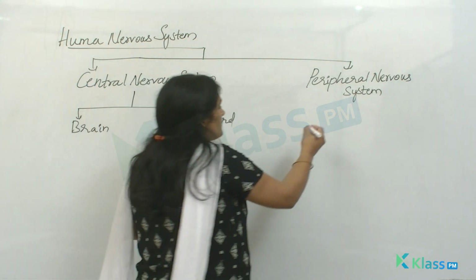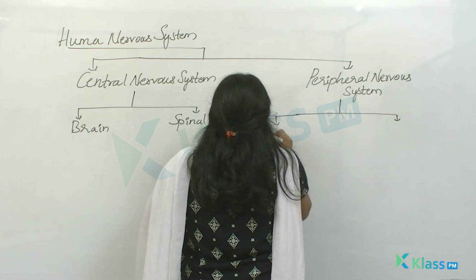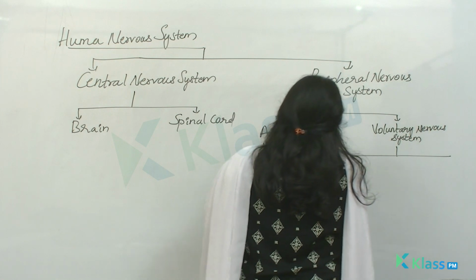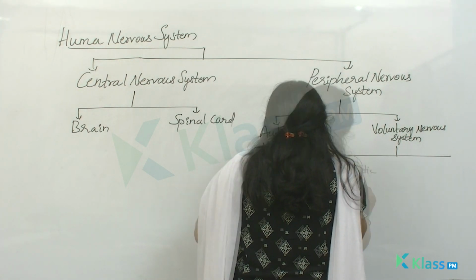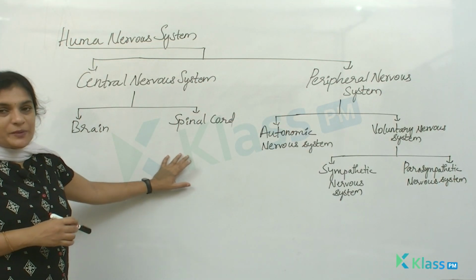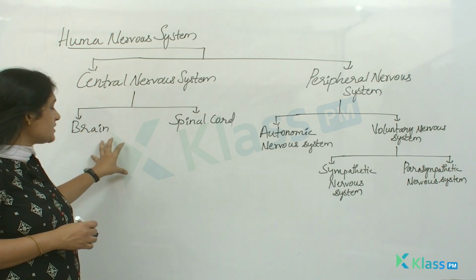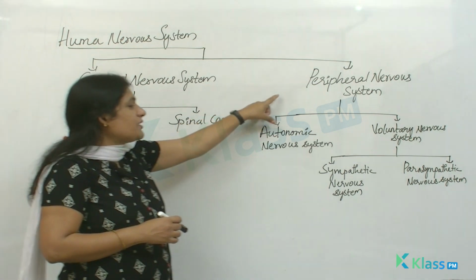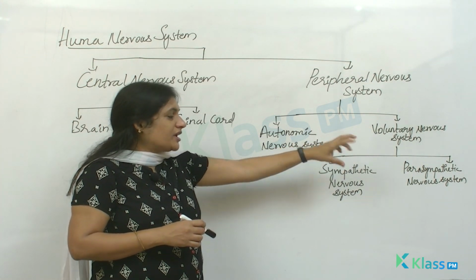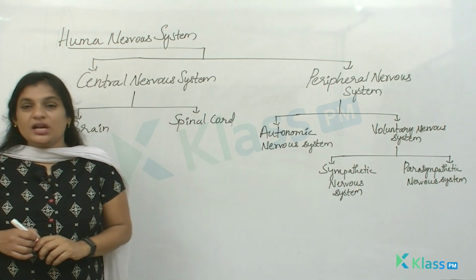At the same time, the peripheral nervous system is further divided into two parts: the autonomic nervous system and the voluntary nervous system. Further, the autonomic nervous system is divided into the sympathetic nervous system and the parasympathetic nervous system. So this is the flow diagram of the components of the nervous system in human beings. As I've told you, the central nervous system comprises the brain and spinal cord, and the peripheral nervous system is divided into the autonomic and voluntary nervous systems.